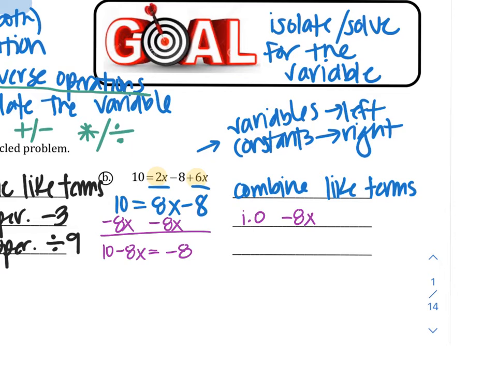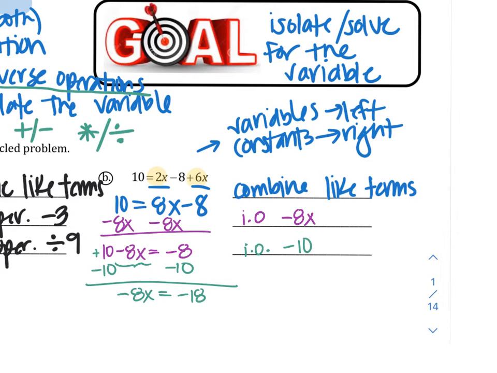I need my constants, which are my numbers without the variables, on the right side. So I have a positive 10. I need to move it to the right side, so I'm going to subtract 10. So this term carries down, so I have negative 8x equals negative 18. So again, inverse operation, subtracted 10 from both sides to balance it.